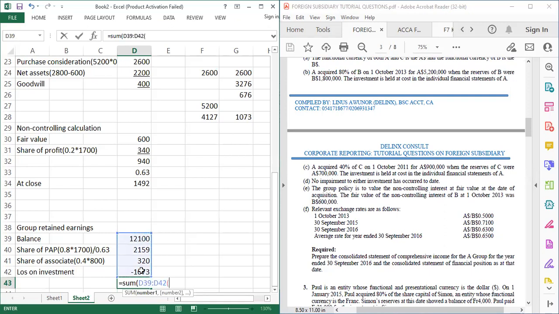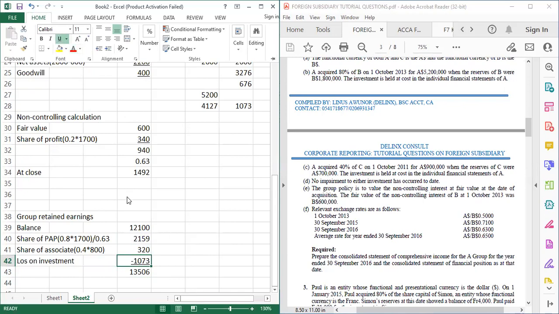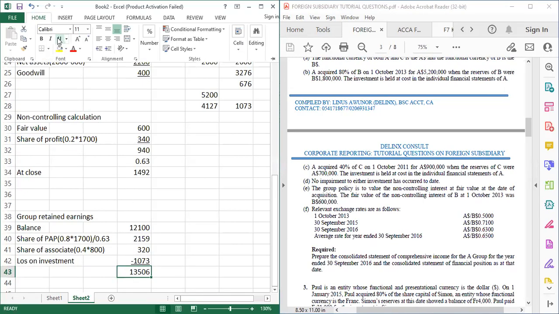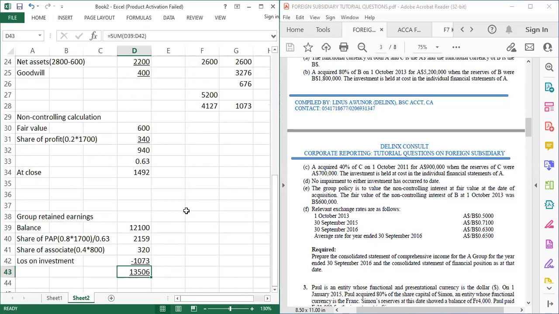workings for investment in associates. So our retained earnings now will be 153.1. Okay, reserve will be 135.06. I hope I'm correct. Okay, let's now go to investment in associates.